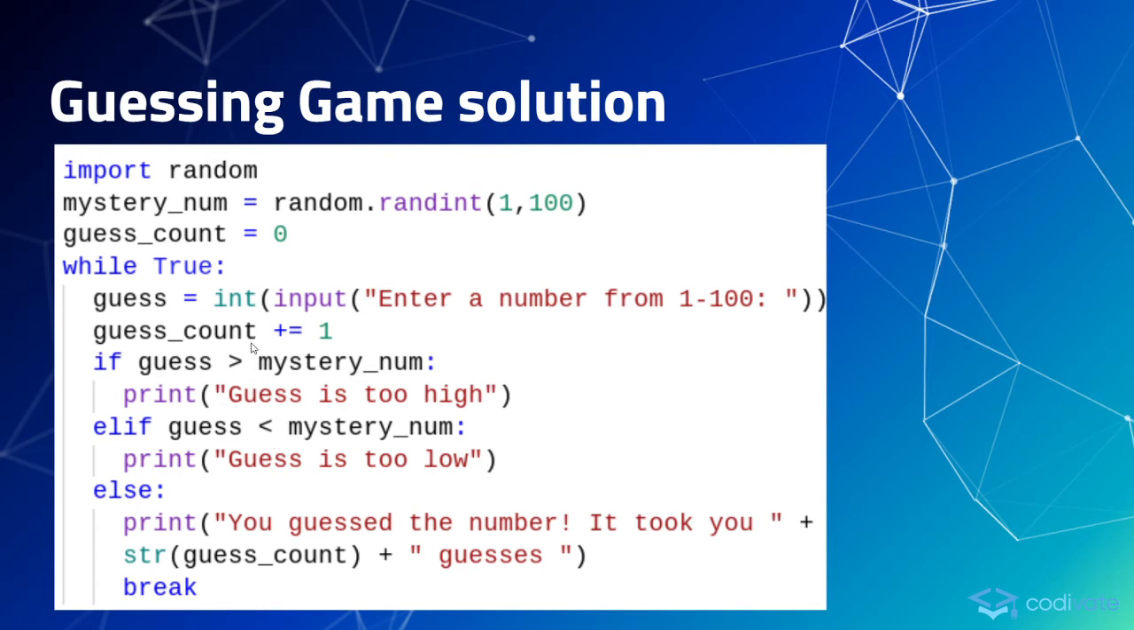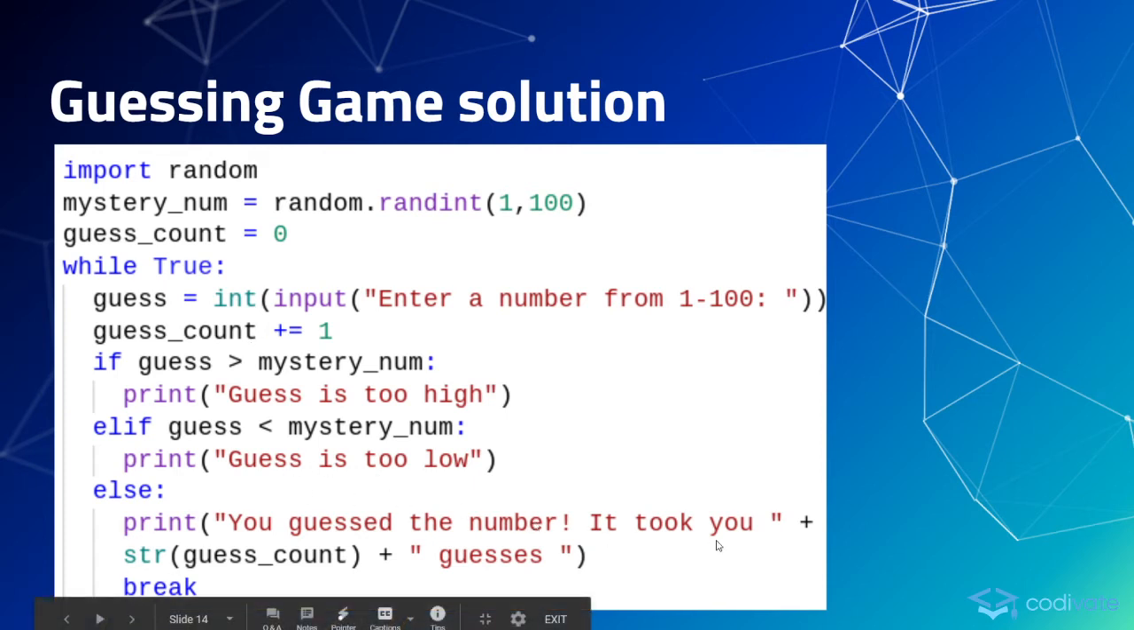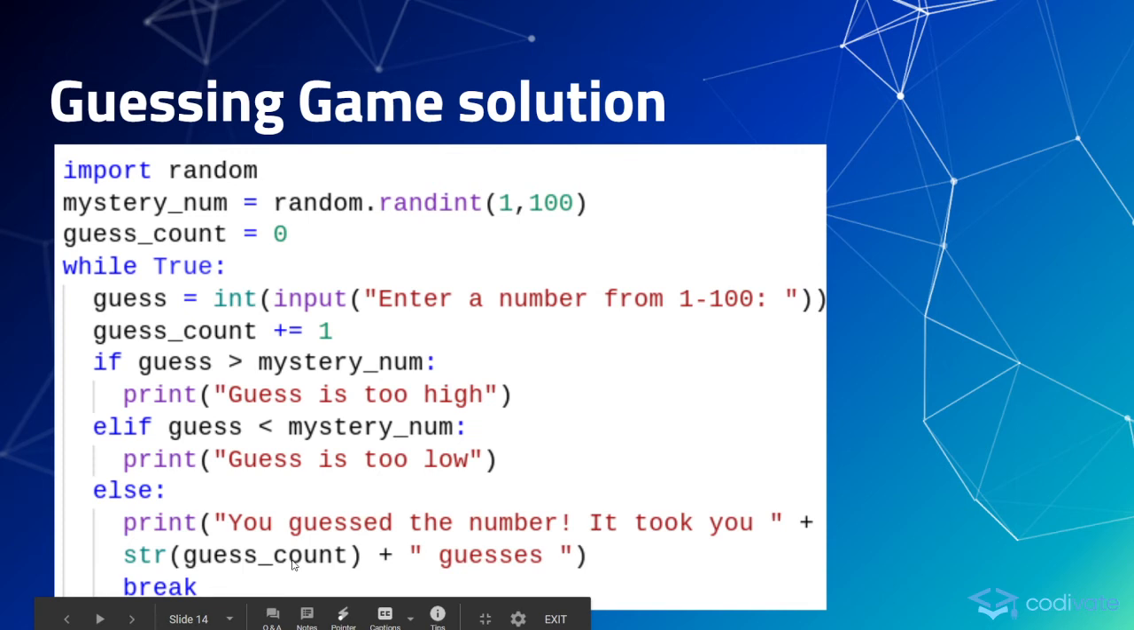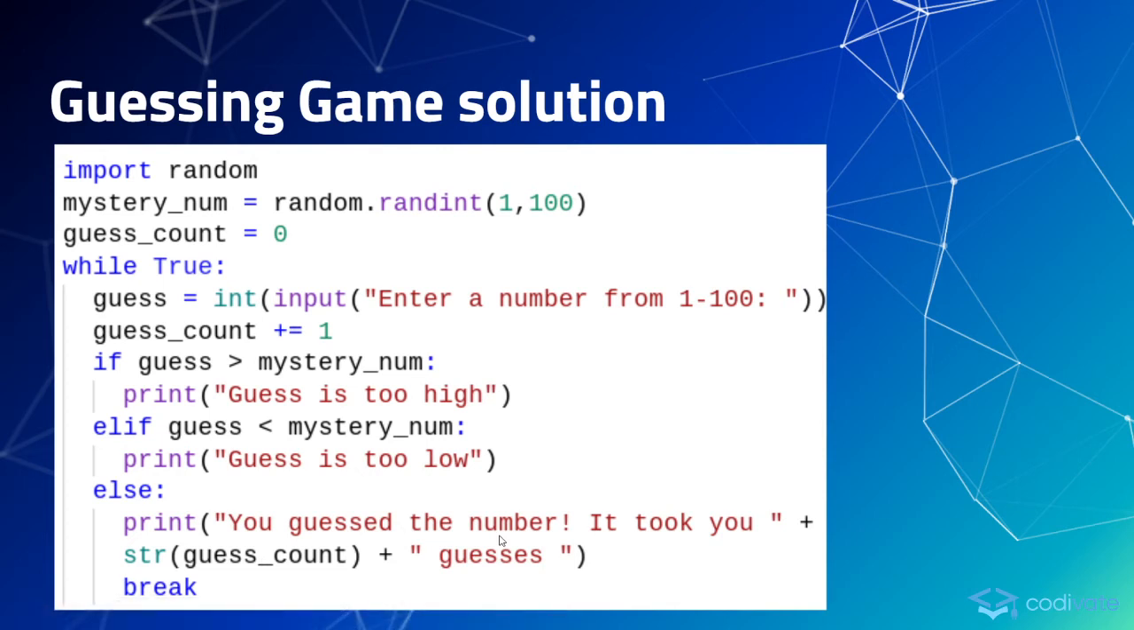And if their guess is equal to the mystery num, we know that they guessed the number. So we print, you guessed the number, it took you however many tries. We use string concatenation with a plus. We use guess count, which has been storing the number of tries, or number of guesses. And we cast it to a string because it was originally an integer. And after that, we just put guesses. So it would print out as it took you a certain number of guesses. And since they guessed the number, we are done with the guessing game, and we can break out of the while true loop because we don't need any more guesses from the user.